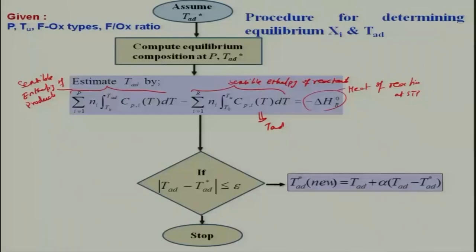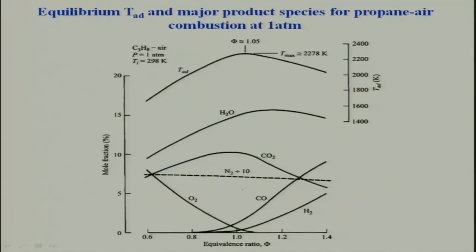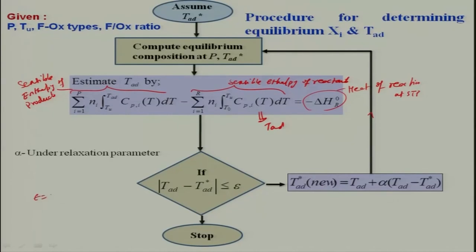Otherwise, what will you have to do? You will have to find a new adiabatic temperature, equal to T adiabatic plus alpha into the difference between calculated T adiabatic and guessed T adiabatic. And this alpha is basically the under-relaxation parameter. Then you will go back to here and again calculate, because this is a new adiabatic temperature, then again compute the composition, again go through all this process till you get this error. This is your error, the acceptable error. As I told, if it is 1% you are happy, fine. If you want 0.05%, you will have to go on doing that. That means it is an iteration in between iteration. This is quite complex. Are you getting the point?